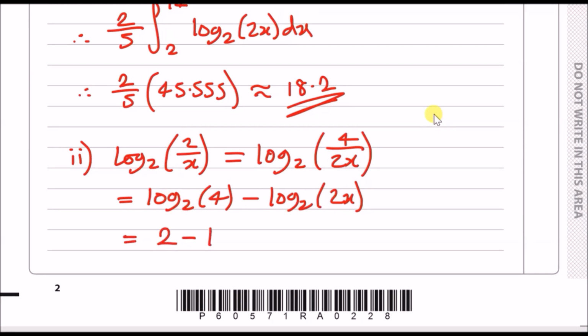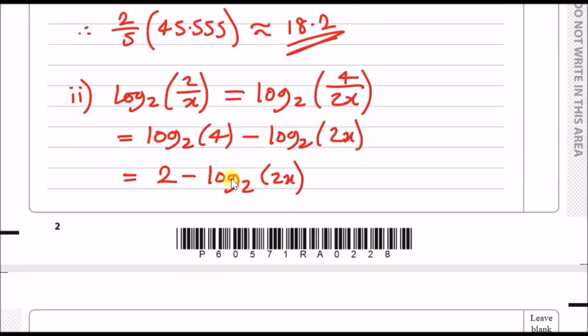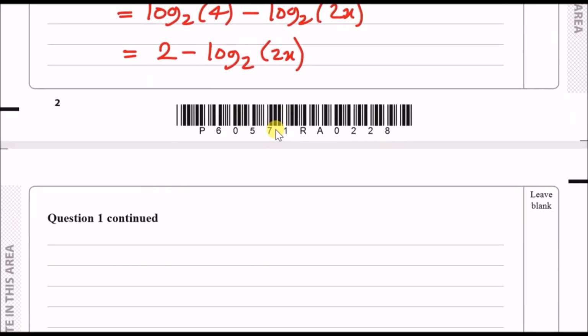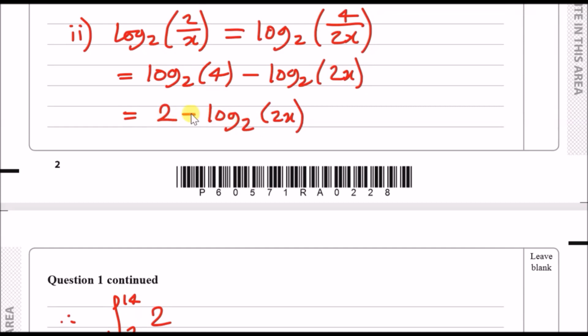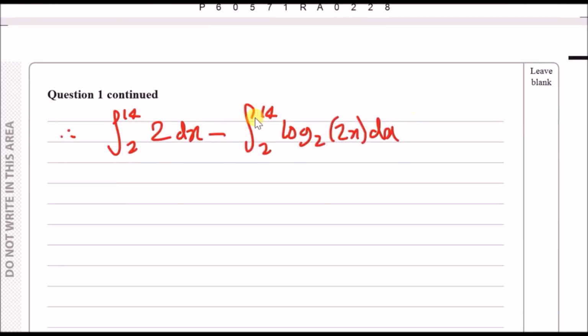And then this log 2 of 2x, well, that's exactly the form we're looking for. This is the form we want from the previous questions. Now all we can do, guys, is just put this into the integral sign. So it's going to look something like this. We now have the integral from 2 to 14 of 2, and the good thing is when you plus or minus, you can separate the integral terms. So it'll be the integral of 2 take away the integral of this. So integral 2 dx minus the integral from 2 to 14 of log 2 of 2x dx. Okay, so that's good so far.